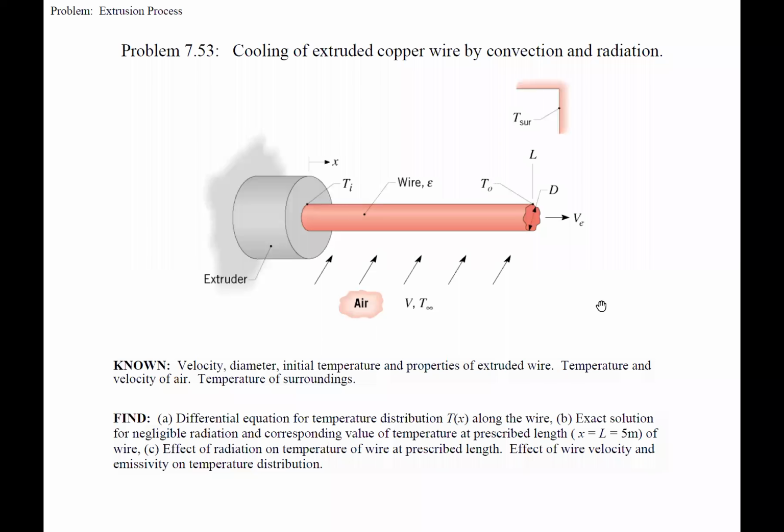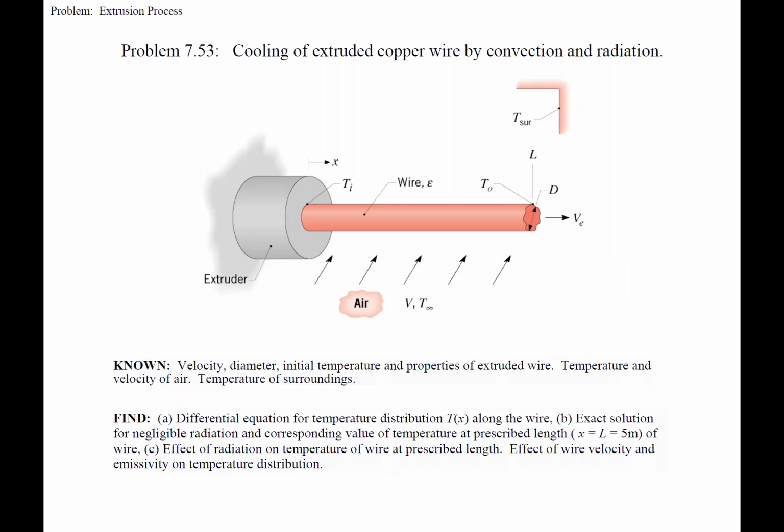All right, examples. 7.53. In an extrusion process, copper wire emerges from the extruder at a velocity V_E and is cooled by convection heat transfer to air in cross flow over the wire, as well as by radiation to the surroundings.